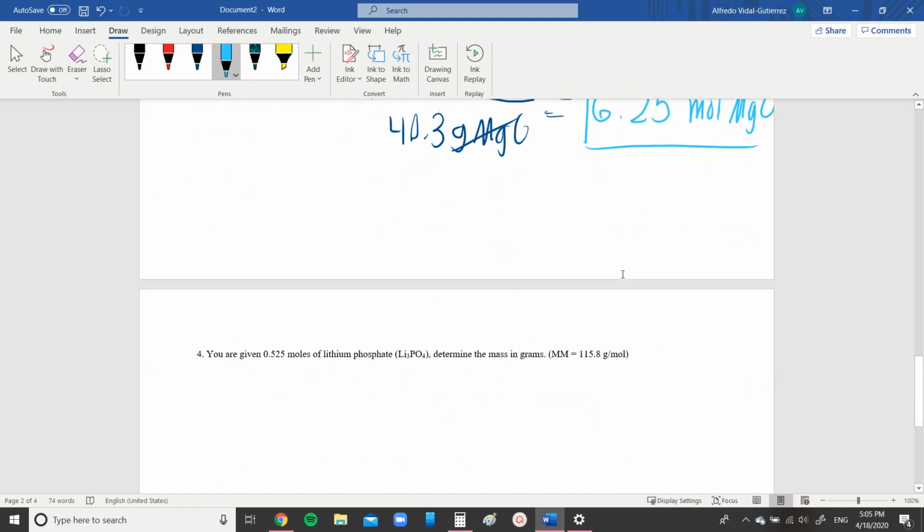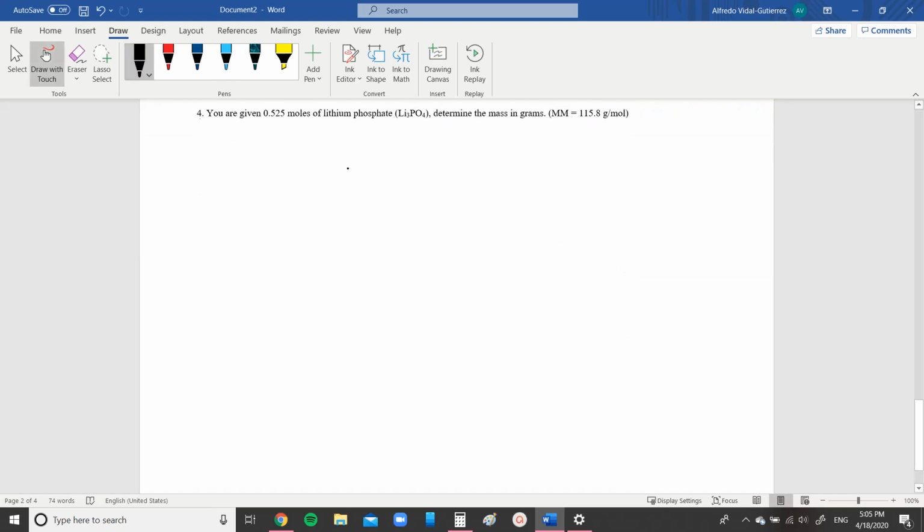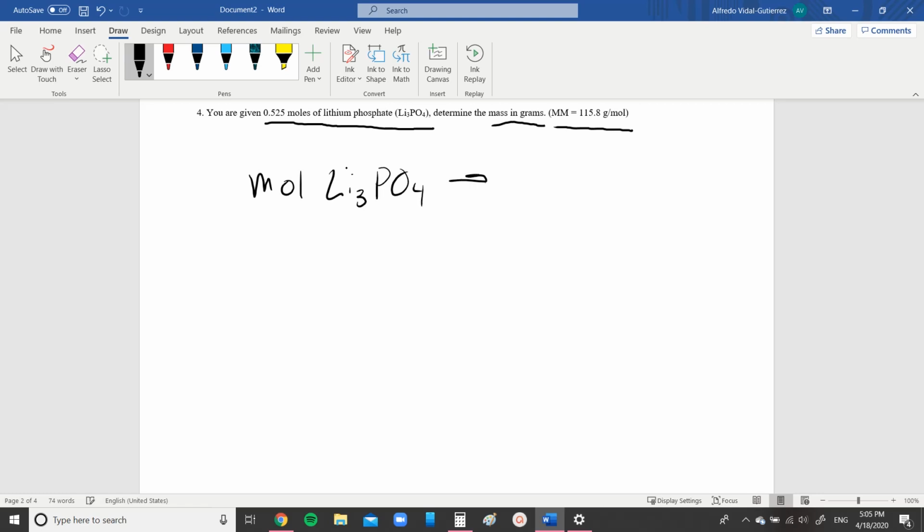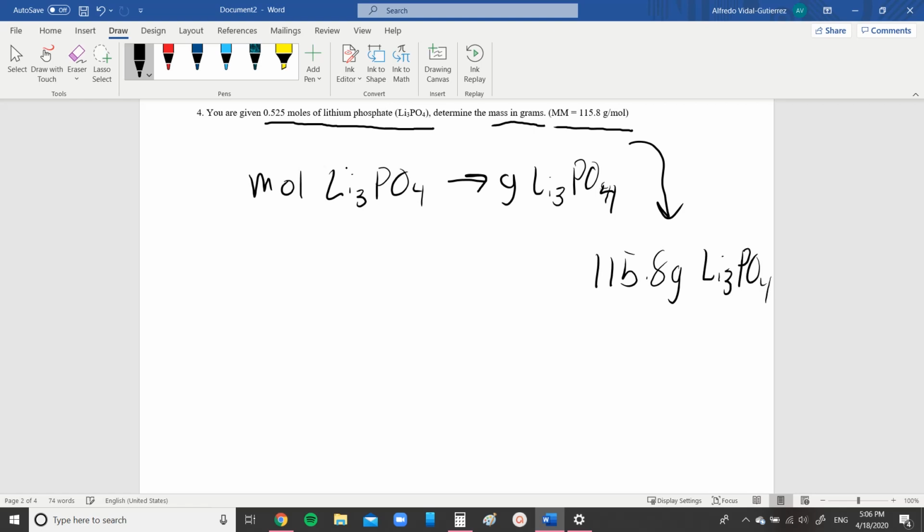Final one that we have. You're given 0.525 moles of lithium phosphate, that's Li3PO4, and you're asked to determine the mass in grams given the molar mass, which is 115.8 grams per mole. So the unit conversion that we've been asked to do is moles of lithium phosphate, that's Li3PO4, to grams of lithium phosphate. I'll go ahead and rewrite the molar mass. So I'm going to rewrite it as 115.8 grams of lithium phosphate, Li3PO4, over 1 mole of lithium phosphate.